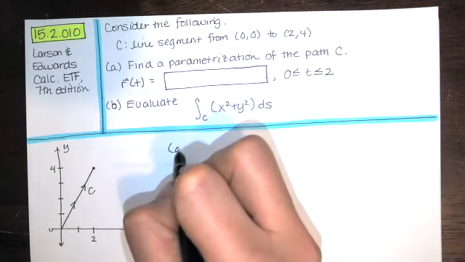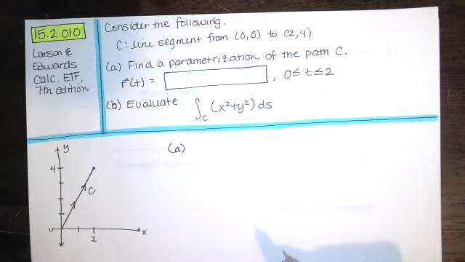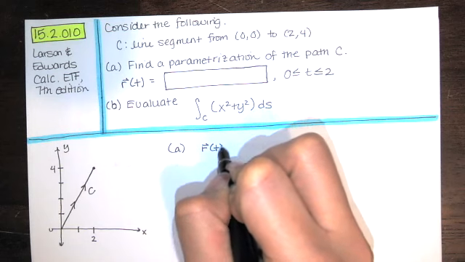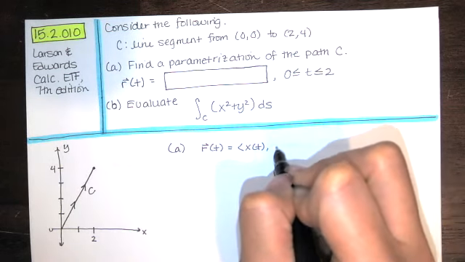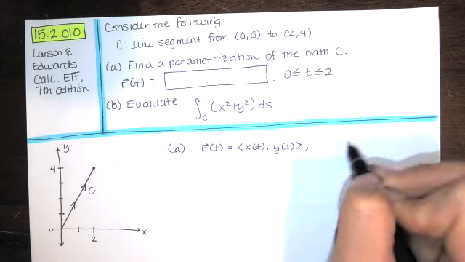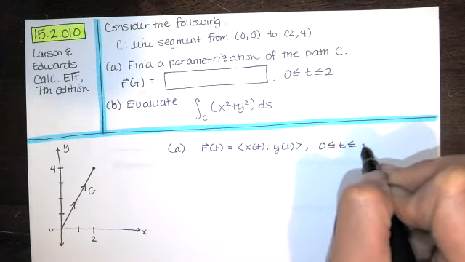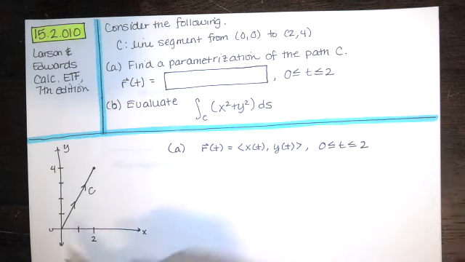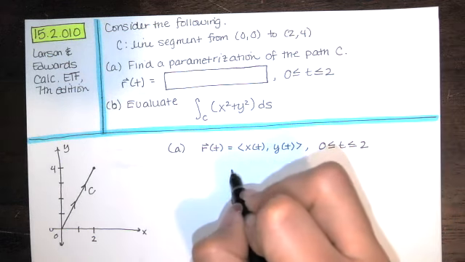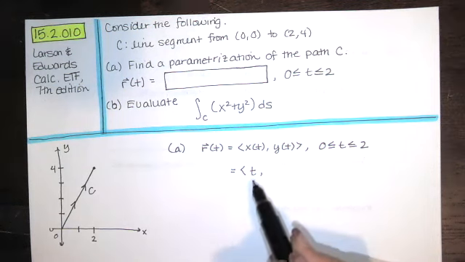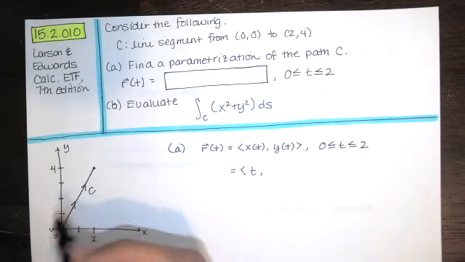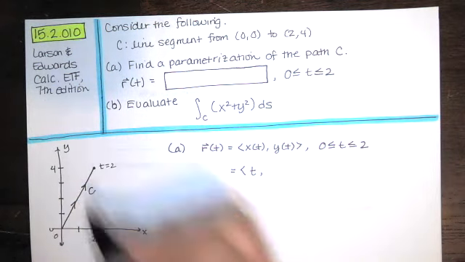Okay, so for the first part, you notice we're dealing with a line segment in the plane. So that means our vector valued function r of t will have an x component and a y component. And I know that I want my t values to range from 0 to 2. Now, I also notice that as we travel along this line segment, our x values range from 0 to 2. So I think what I'll do is I'll just let x equal t. And that will work because when t equals 0, x will equal 0, and when t equals 2, x will equal 2.